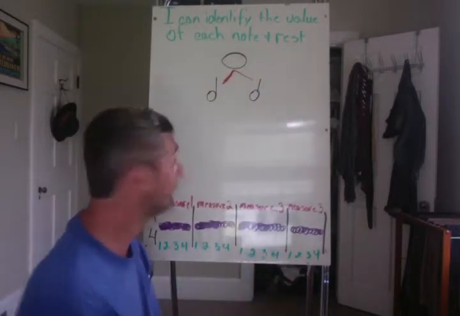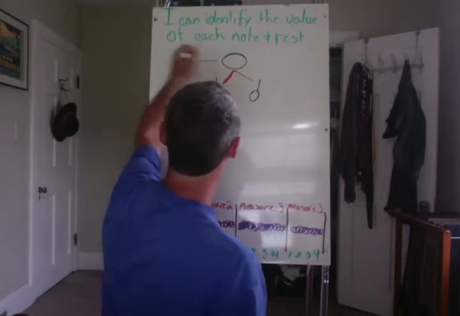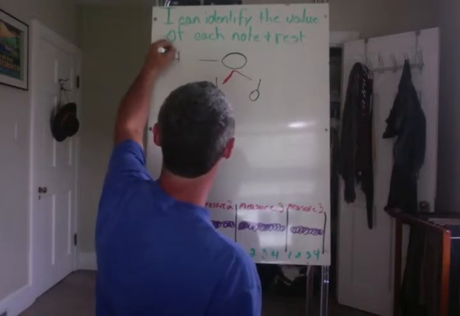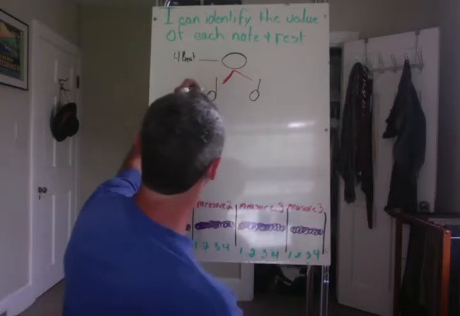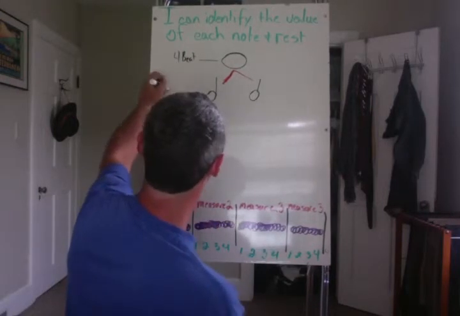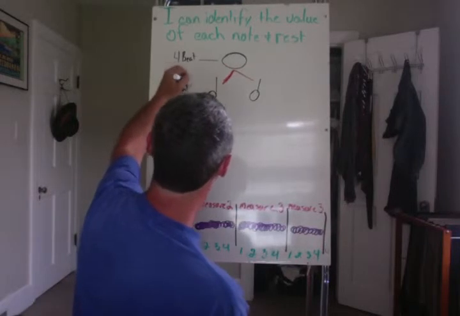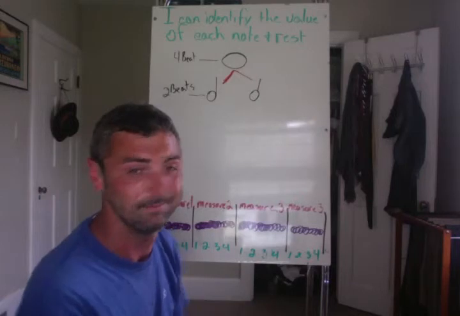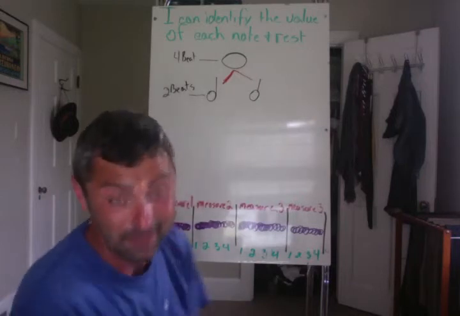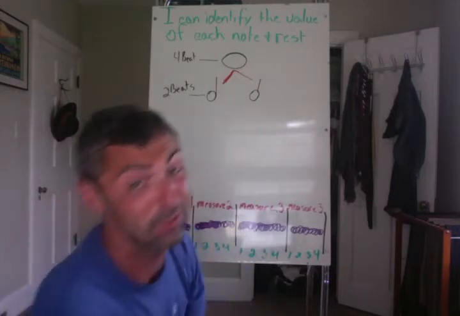Don't forget, 4 beats. Don't forget, this gets 2 beats. 2 plus 2 equals 4. Now, let's split it up again. Let's split up these half notes. What do you think we're going to get?